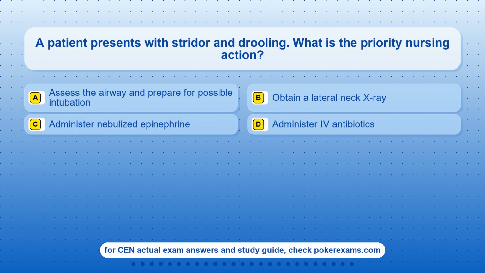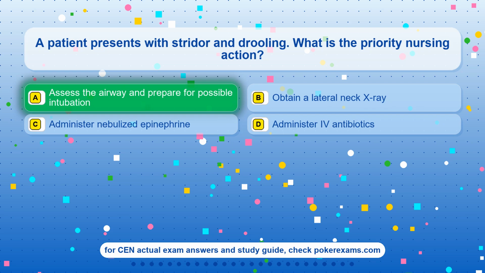Question 13. A patient presents with stridor and drooling. What is the priority nursing action? Option A, assess the airway and prepare for possible intubation. Option B, obtain a lateral neck X-ray. Option C, administer nebulized epinephrine. Option D, administer IV antibiotics.